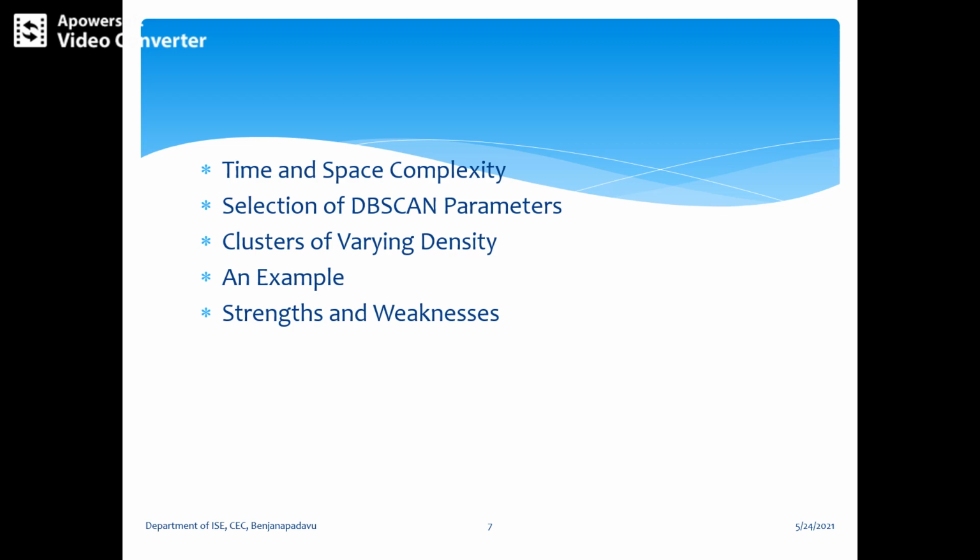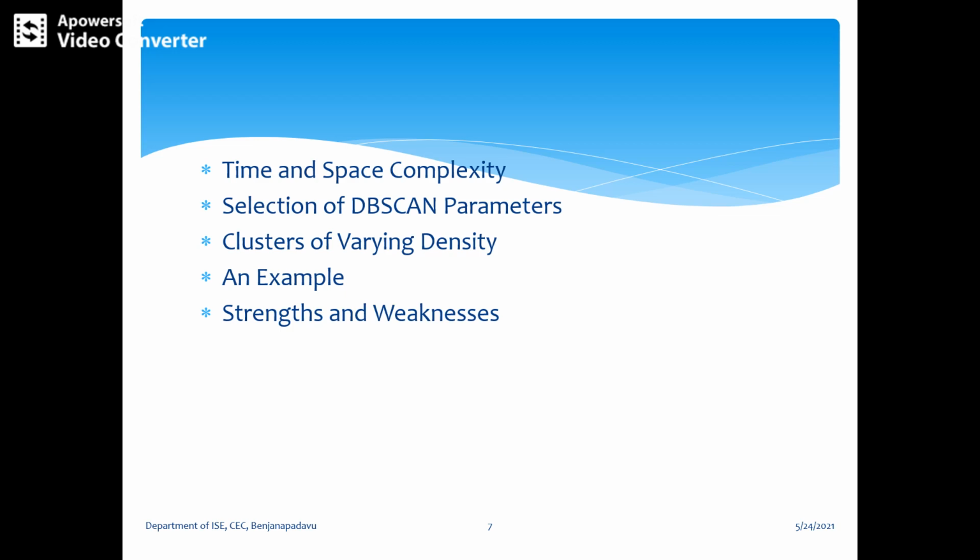Another point is the space complexity. The space requirement of DBSCAN, even for high dimensional data, is O of m, because it is only necessary to keep a small amount of data for each point. One thing you need to remember: the cluster label and the identification of each point as a core, border, or noise point.